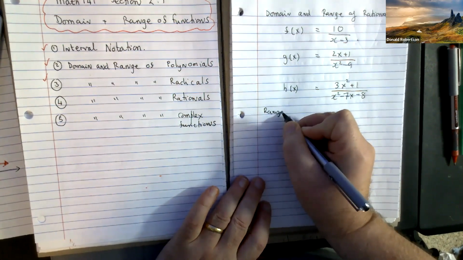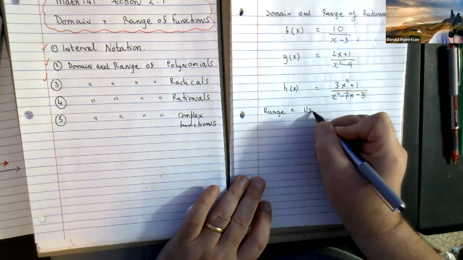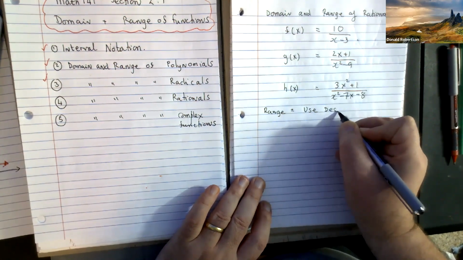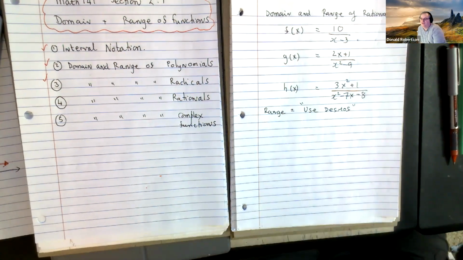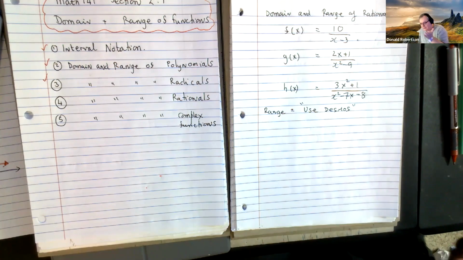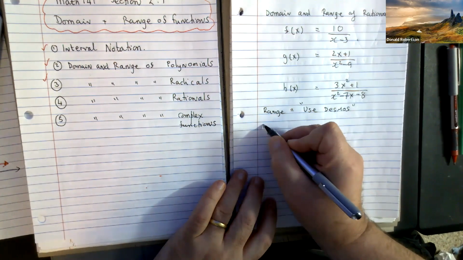The range is the range of answers. And to do that, use your calculator or Desmos. Basically, just graph the thing and get your answer. There isn't any algebra you can do. And that's fine. Now, focus on the domain.